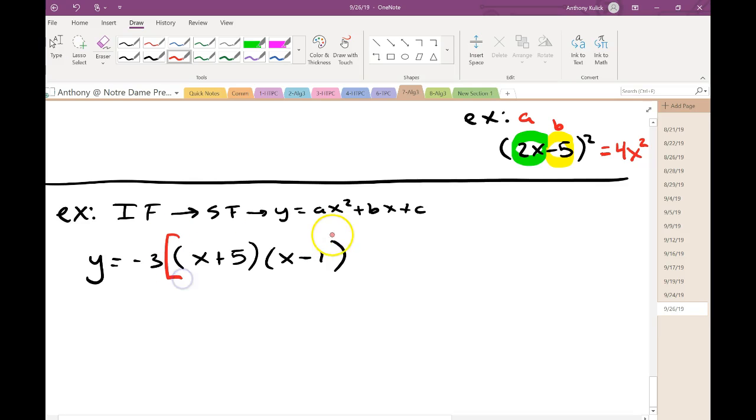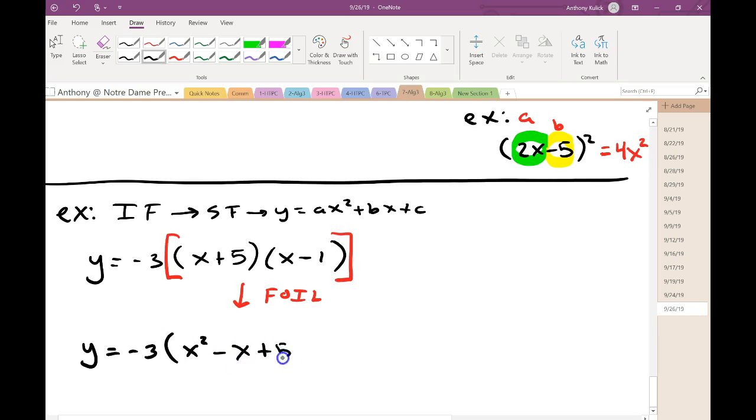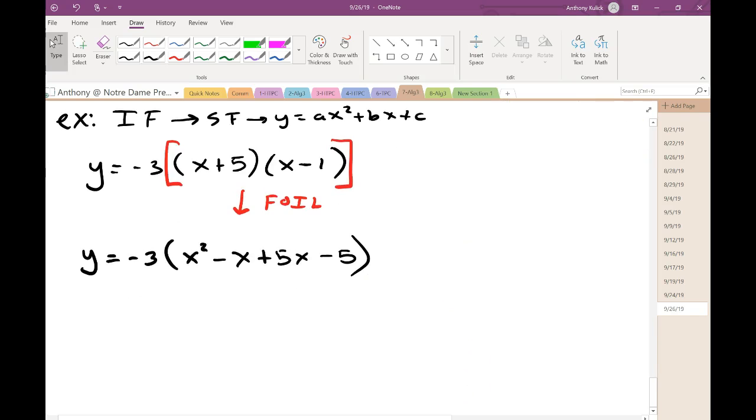Gonna FOIL, right? So when I do the first, outer, inner, and then last, I get that. Everybody okay there?